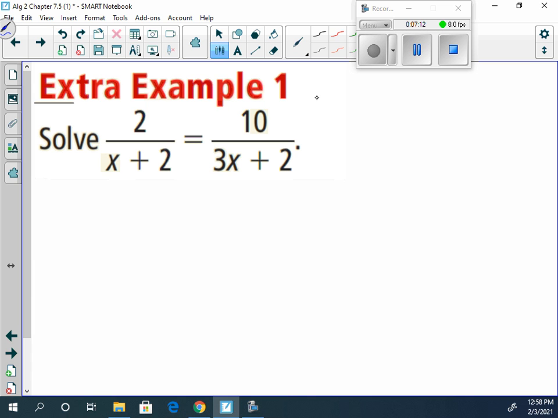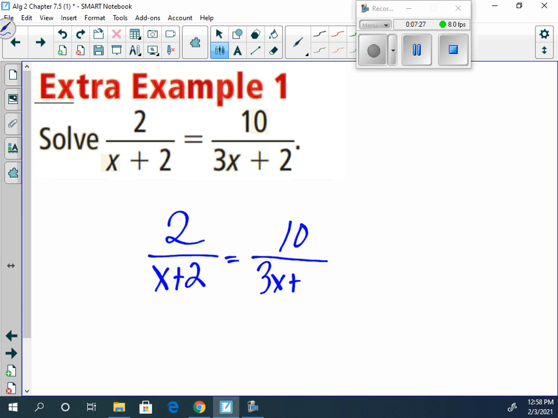If we're good with that one there, we're going to look at this next one here. So we look at this one here, we want to solve this here. So our 2 over x plus 2 is equal to 10 over 3x plus 2.